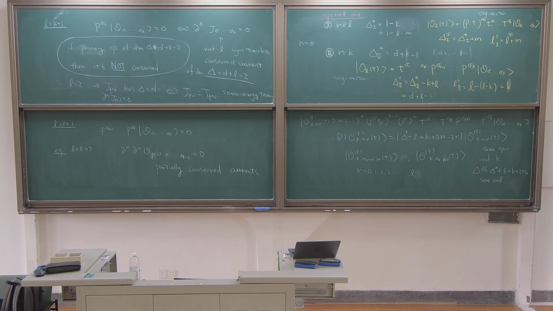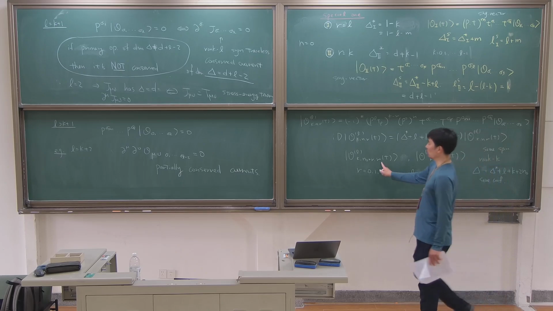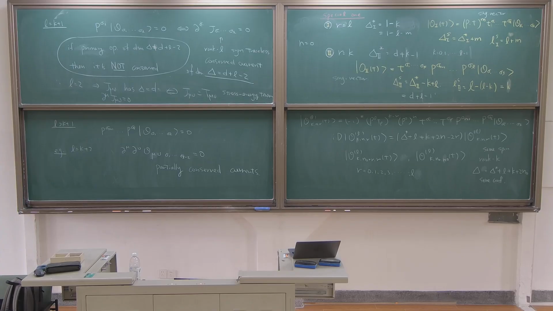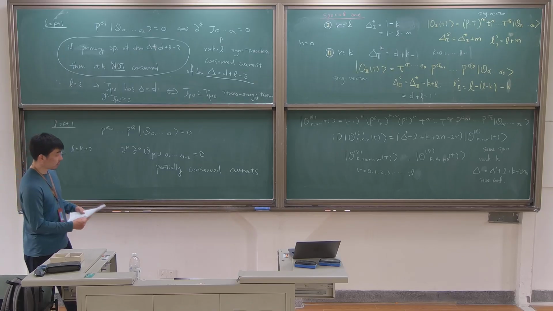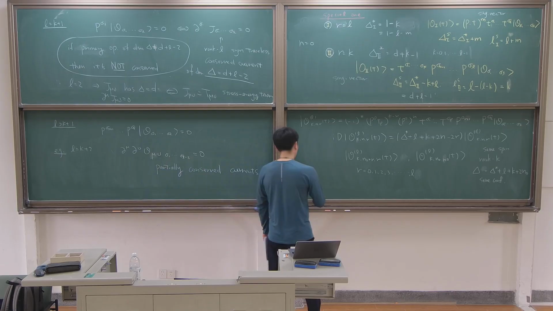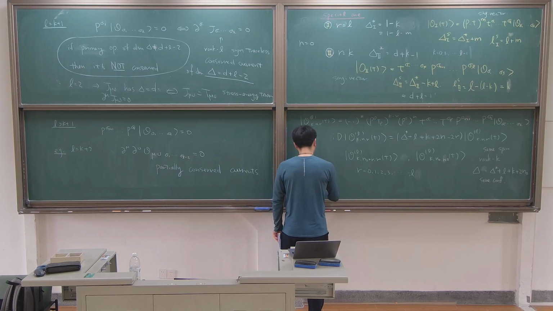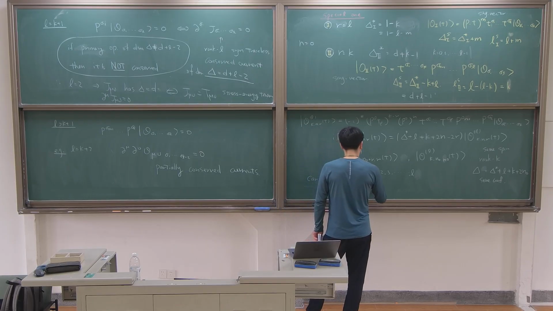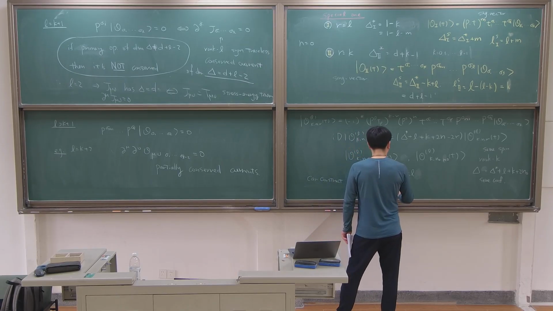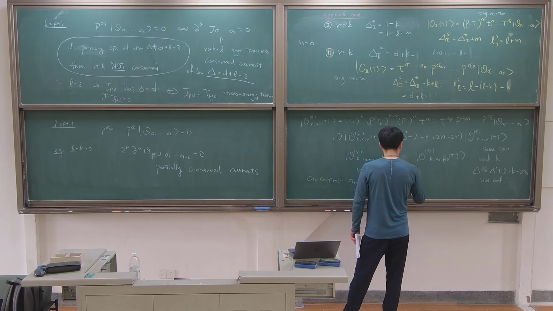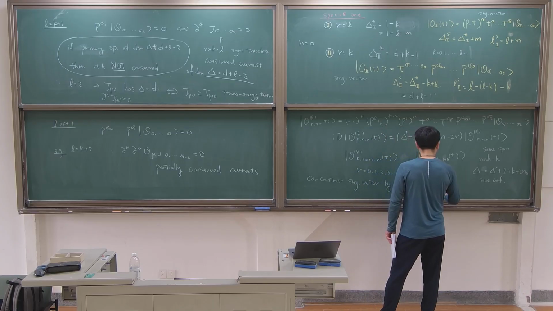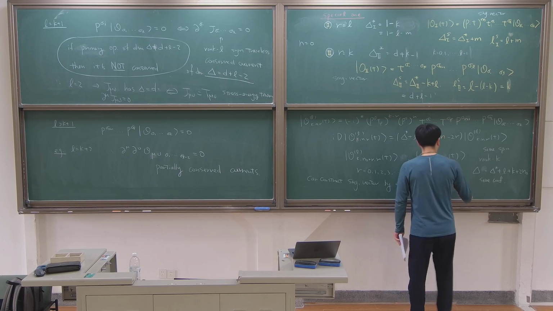So therefore, maybe you can consider the linear combination of these descendants to construct a descendant singular vector. So we can construct, in fact, we can construct singular vector by a linear combination of these states.